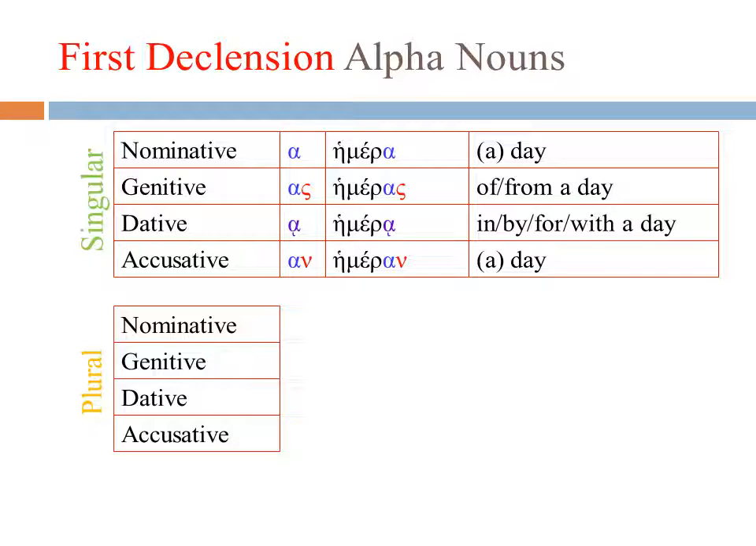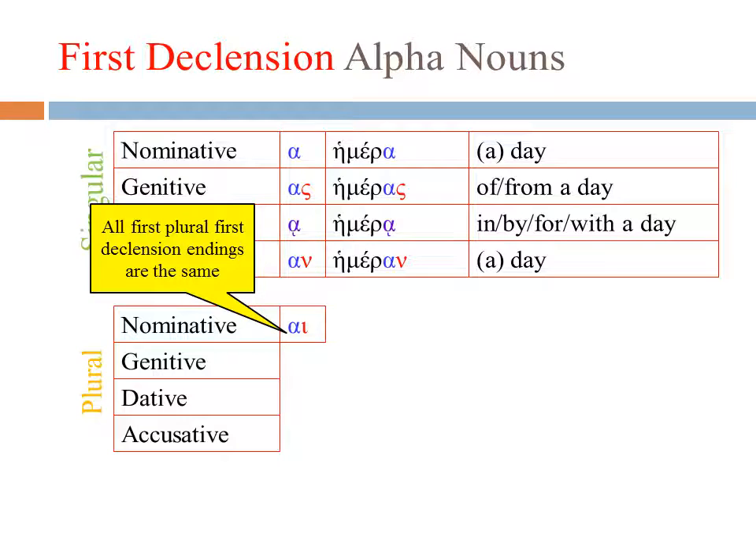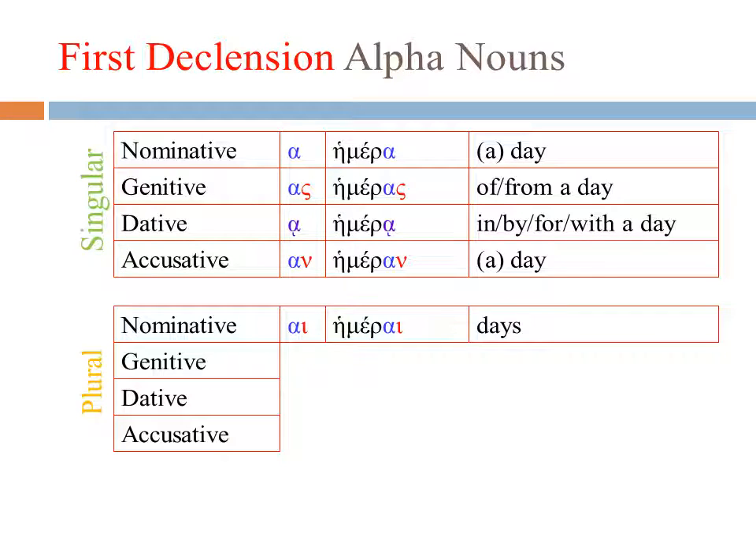The plural, we have nominative, genitive, dative, accusative. And we have alpha iota, which is the nominative plural. The iota does not subscript. Alpha is a short vowel. Don't worry about it. This is just the ending to remember. And all plurals have an alpha running all the way through. So whether or not they are alpha or eta or mixed nouns, it doesn't matter. The plurals will all be the same endings. So we get hemerai, days, the subject in plural.